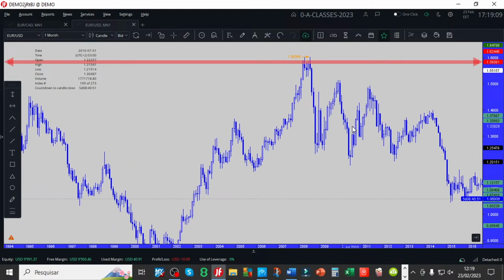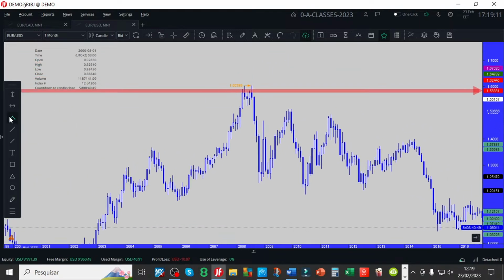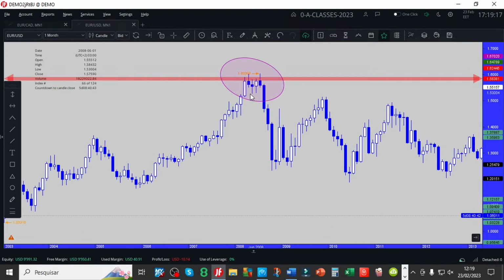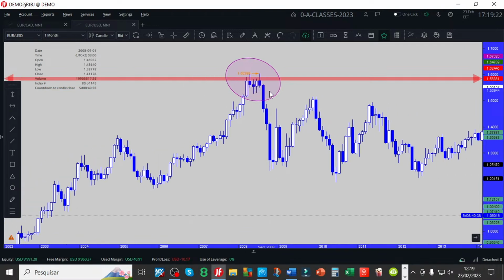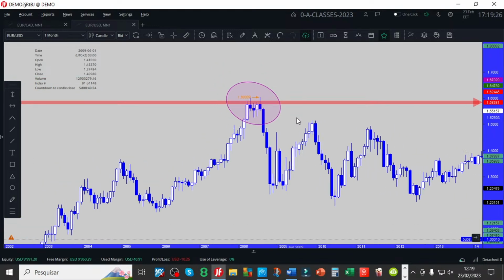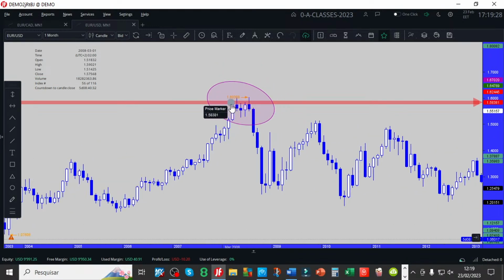Now, do we agree that the market hit just one time? We have two candles, but everybody from the same direction. Do we agree that the market hit? There are two candles, right? But it was one time from one direction.